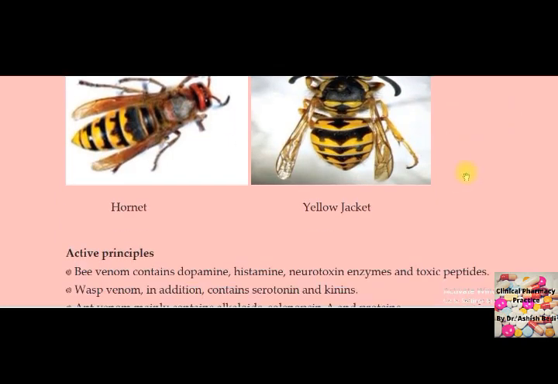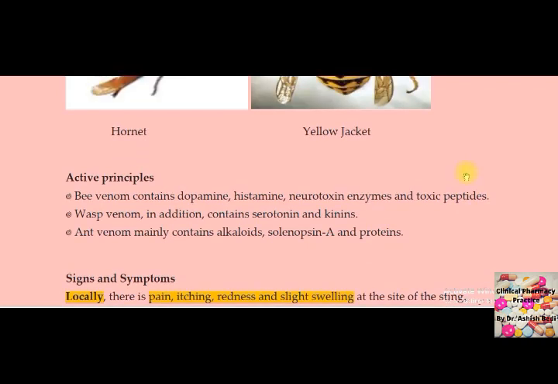Now, what are the active chemicals in their venom? The bee venom contains dopamine, histamine, neurotoxin enzyme, and toxic peptides. Wasp venom in addition contains serotonin and kinins. The ant venom, though we are not studying it here, contains alkaloids, solenopsin A and proteins. I mentioned it here just for your knowledge.